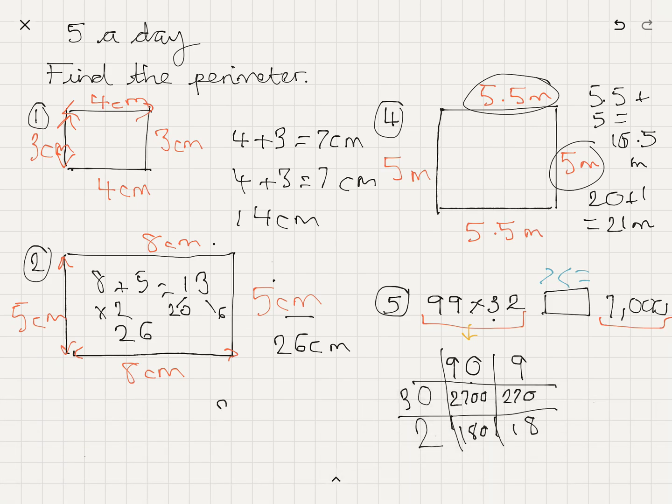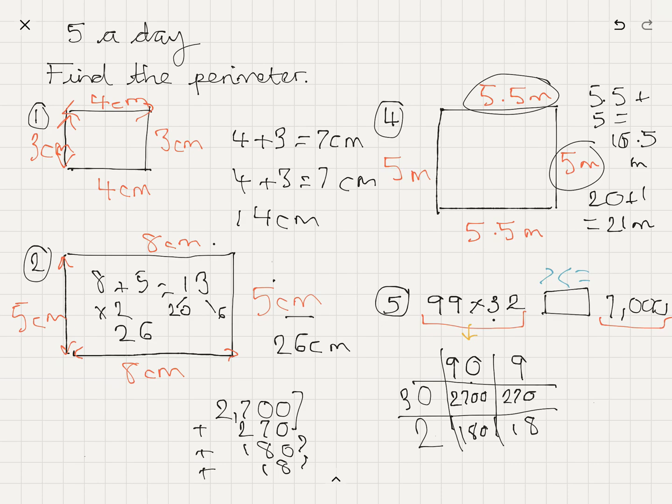So we're going to do 2,700, add 270, add 180, add 18. If you like, you can break this up a little bit more. I'm going to do it all together, but you could just do those two and then add that and then add that and make it even just more sums for you, but might be easier for you to add up.